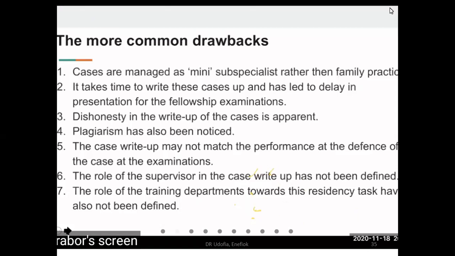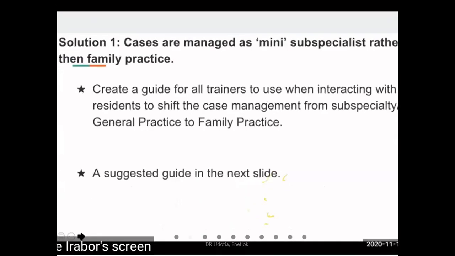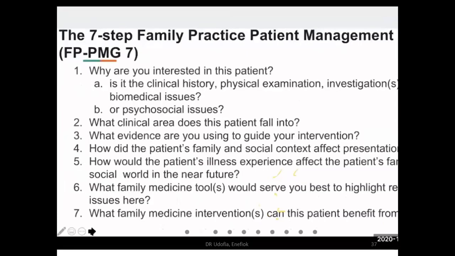And we are still worried about the role of supervisors, maybe because you are not using them. So the college is very concerned and is trying to define rules ensuring that the consultants are really involved. As I said, cases are managed as subspecialists. So these are, the training is not subspecialist training. It is family medicine. I'm showing this slide again here because it's very important. These 7 steps, we must take these 7 steps, very, very important to guide us.